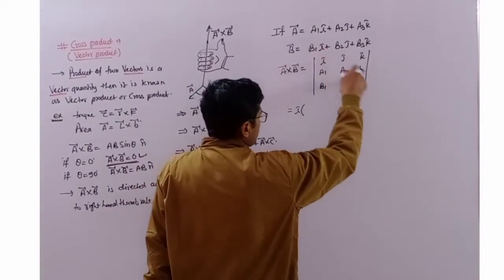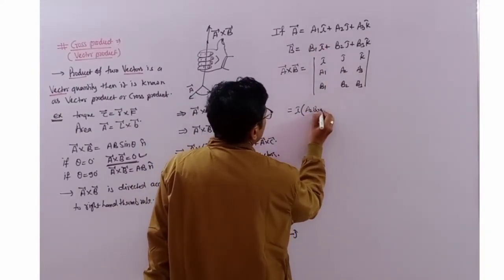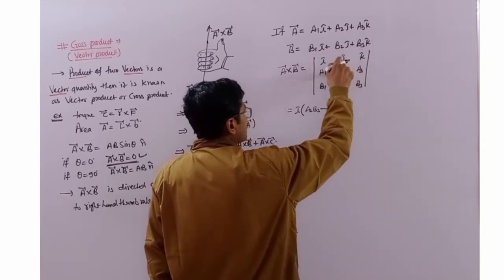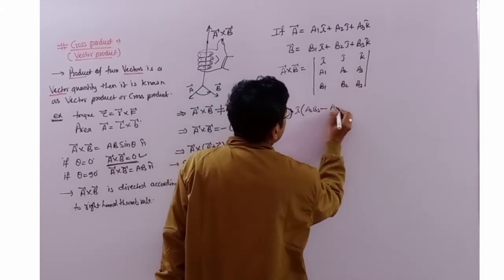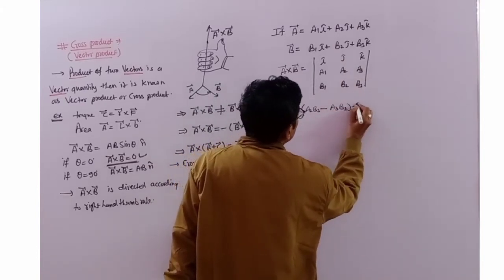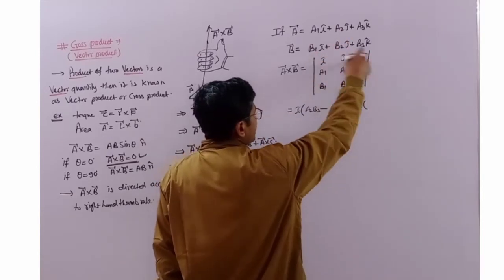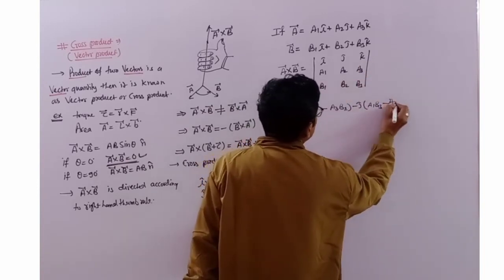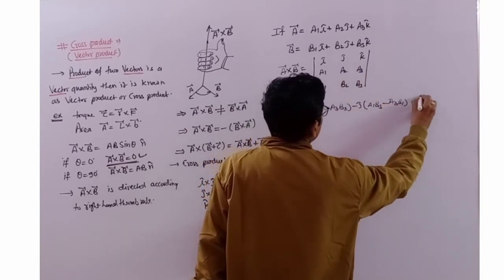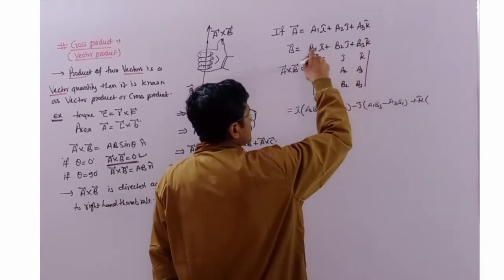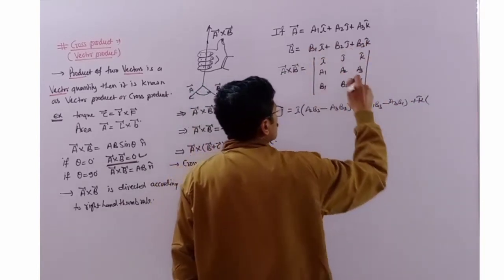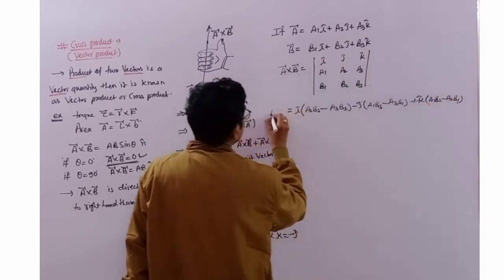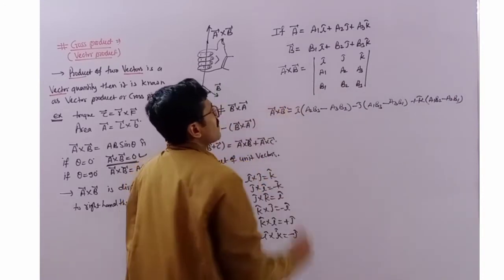Just take I cap, multiply A2 B3 minus, this row and column vanish, and these two are multiplied cross, that is A3 B2. Minus J cap, just remove this row and column, and multiply A1 B3, with a negative sign, A3 B1. Plus K cap, just remove this row and this column, multiply these two in cross, A1 B2 minus A2 B1. This is A vector cross B vector.